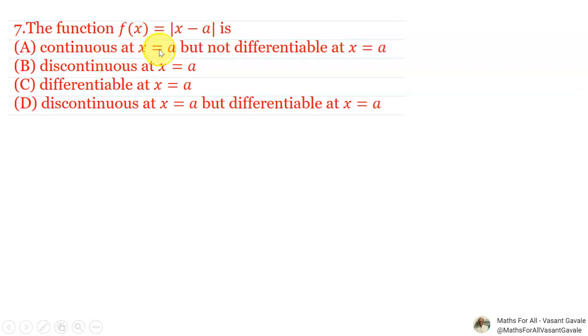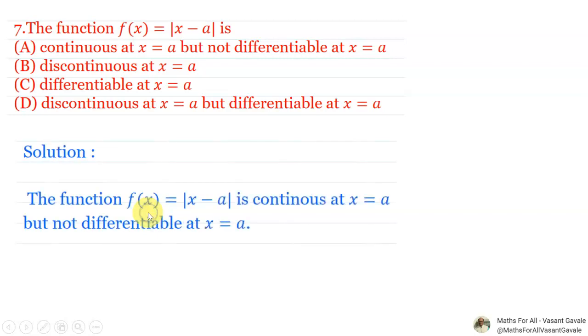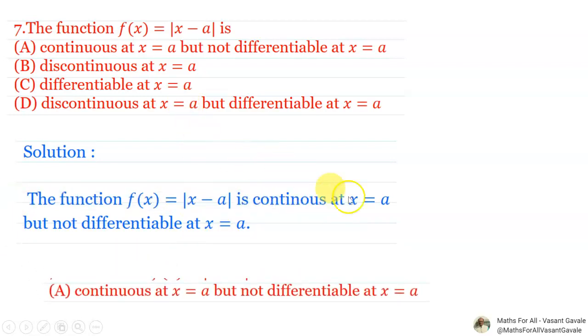The function f of x is equals to mod of x minus a. Okay, in this the first option is correct here. It is continuous at x is equals to a, but it is not differentiable at x is equals to a, and hence the option A is the correct one.